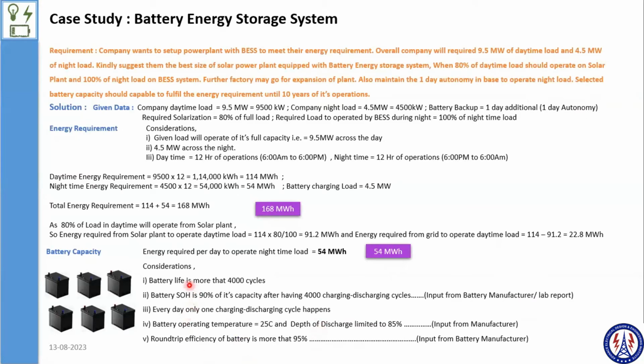Focus here on what parameters we are considering to define the battery capacity. One is its life, because they asked for 10 years of operation. Then, at the 10th year, what would be the health degradation? And every day, how many charging-discharging cycles are going to happen? Their operating conditions, at what DOD we are going to drill it down, and the overall efficiency, which is the round trip efficiency of the battery.